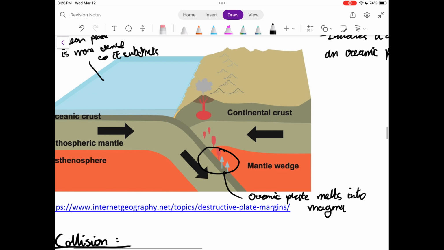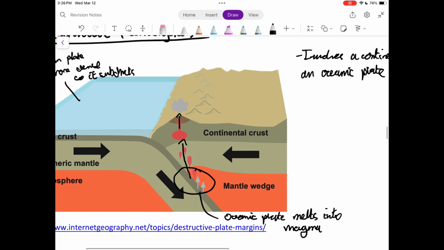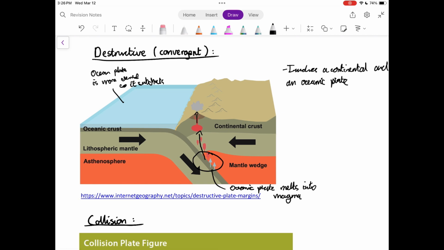And as the oceanic plate melts, this builds up the amount of magma in the crust, and this causes the pressure to increase on the continental crust. So this magma will slowly rise as it occupies volume. And eventually the magma bursts through the surface, as you can see here, through the volcano. And this causes a very explosive eruption. So yeah, that's all you need to know for a destructive plate boundary.